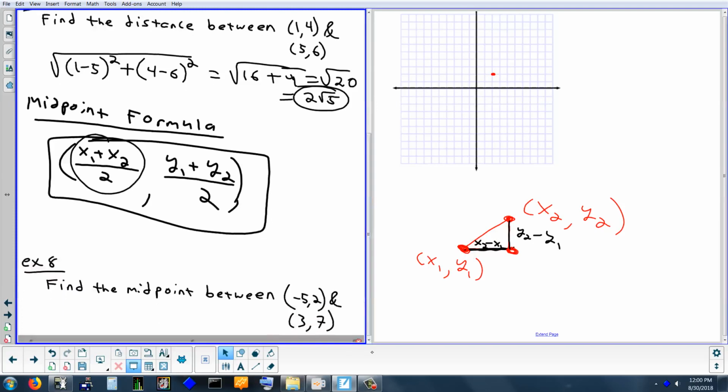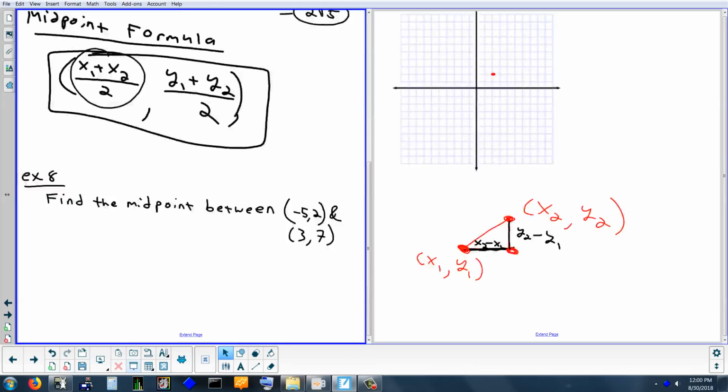Okay, so the last one, we'll find the midpoint between those two numbers. When I think midpoint, I don't even think of the formula. I just think, okay, I'll just average the x's, average the y's. Just find what's in the middle. So if we take -5 plus 3 and divide by 2, we get -1. And 2 plus 7 divided by 2, yeah, 4.5, or if they don't care, you can just leave it as a fraction, 9/2.